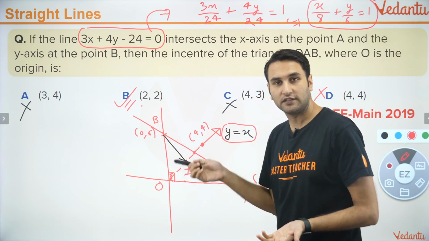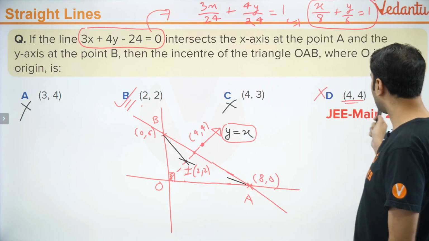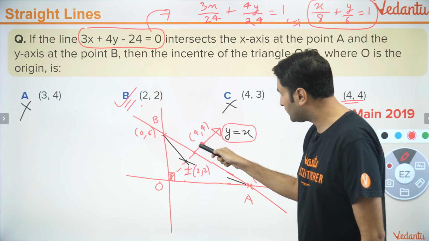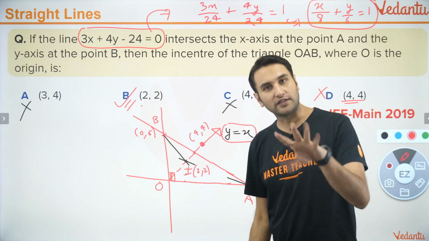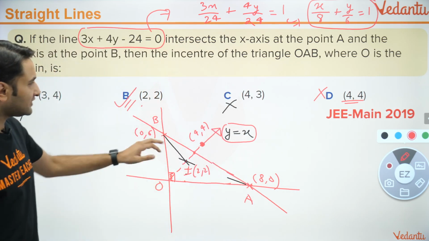It is an acute angle triangle, na. It will lie inside the triangle only. If you carefully see, 4, 4 lies outside the triangle. Rejected. Answer is 2, 2. That is the answer. Okay guys, this is the approach.